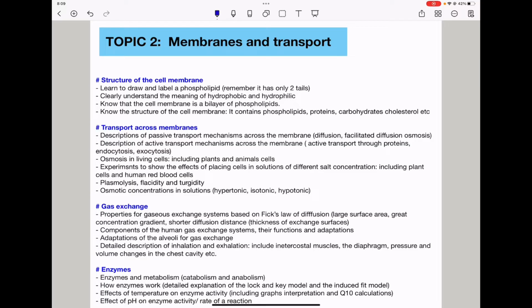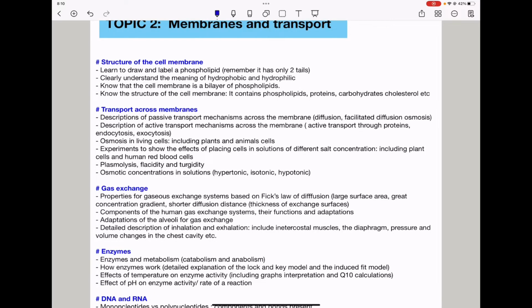You need to know osmosis in living cells, including plant and animal cells, as well as experiments to show the effects of placing cells in solutions of different salt concentration. This includes plant and animal cells. And here they can ask about plasmolysis, flaccidity, as well as turgidity. Lastly, on this, you need to know about osmotic concentrations in solution, like hypertonic, isotonic, and hypotonic solutions.